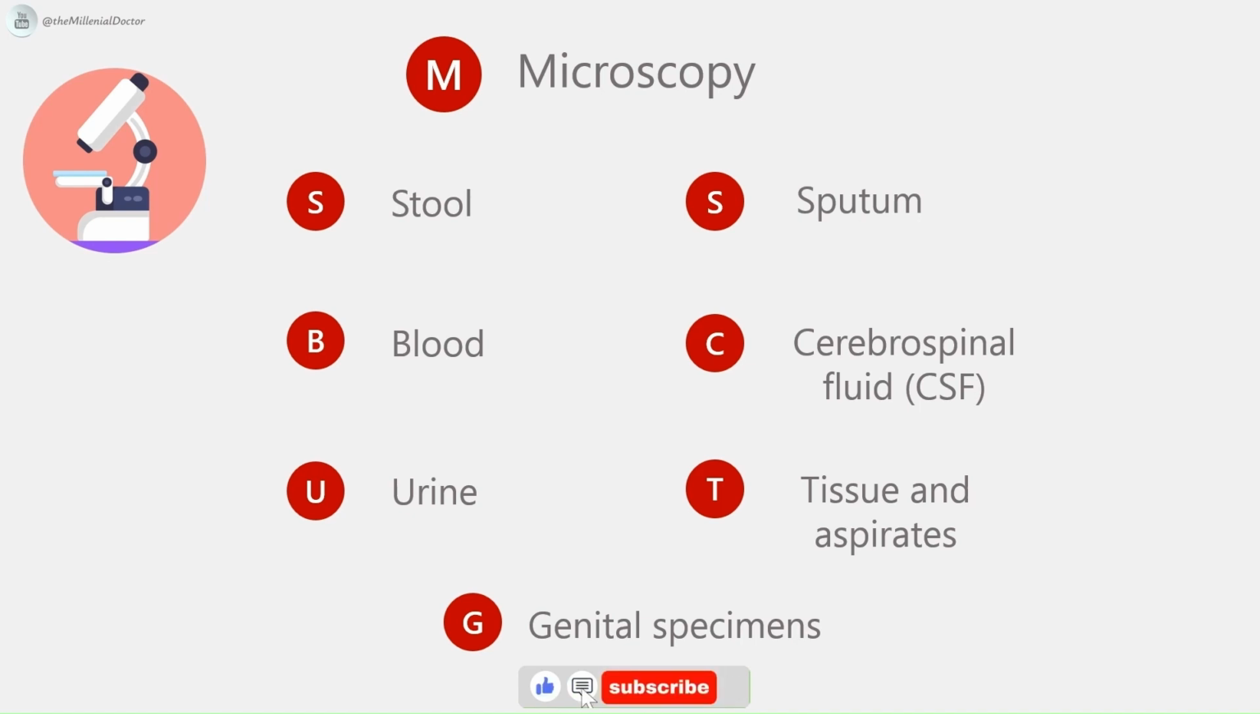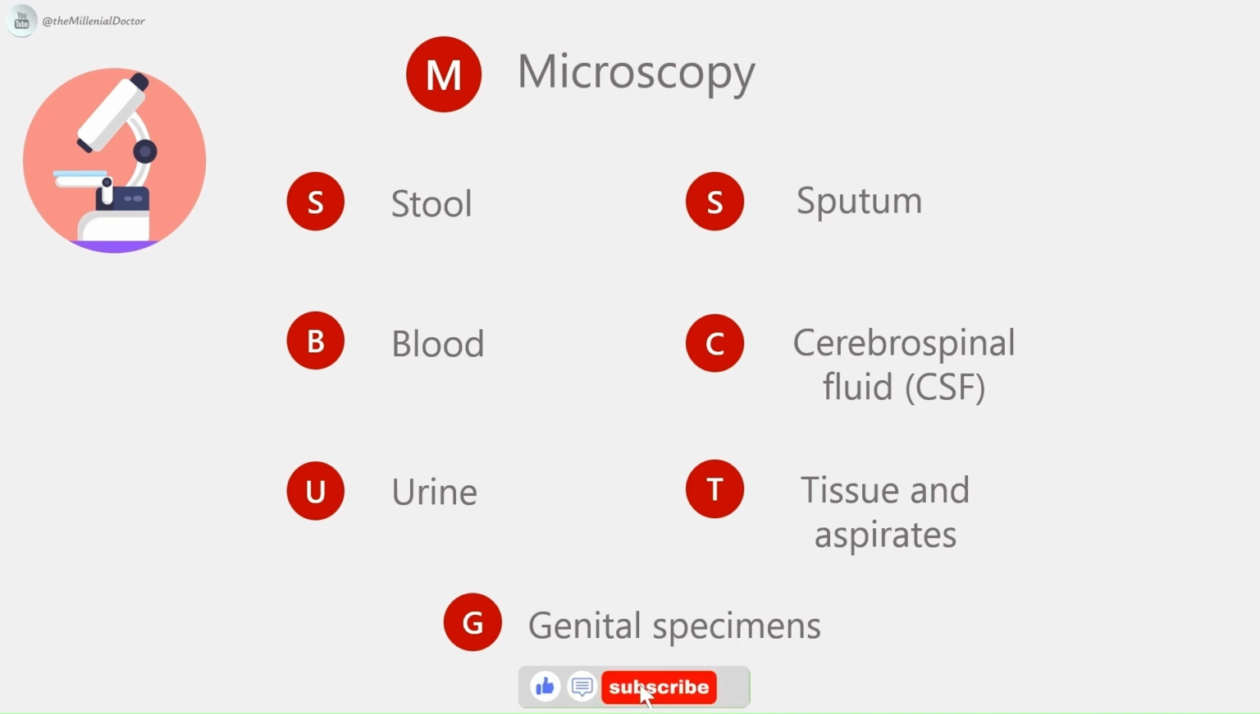Sputum examination. The eggs of Paragonimus westermani are commonly demonstrated in the sputum specimen. Occasionally, larval stages of Strongyloides stercoralis and Ascaris lumbricoides may also be found in the sputum. Cerebrospinal fluid examination. Some protozoa like Trypanosoma brucei, Naegleria, Acanthamoeba can be demonstrated in the CSF. Next, tissue and aspirates examination.